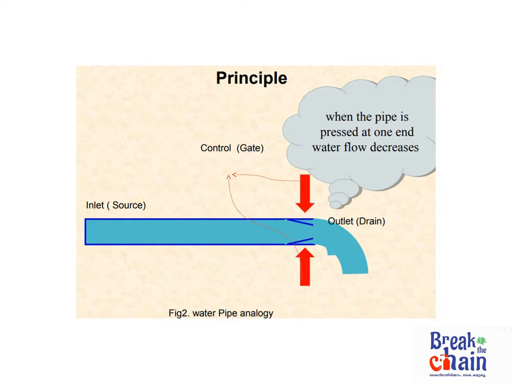So when you press the control area, naturally the flow of water changes. When the pipe is pressed at one end, water flow decreases. So this is a very beautiful analogy of FET with a water pipe. By observing the flow of water through a water pipe, you can understand how an FET works.